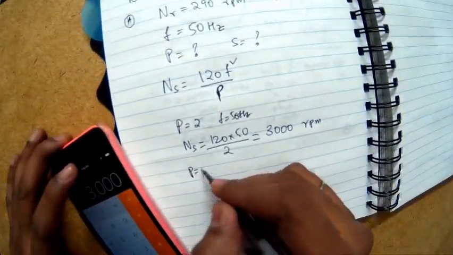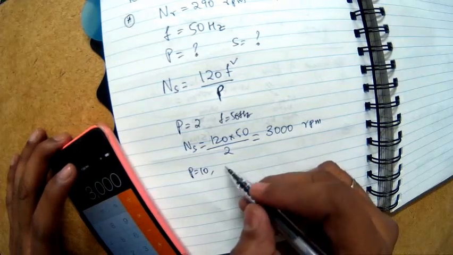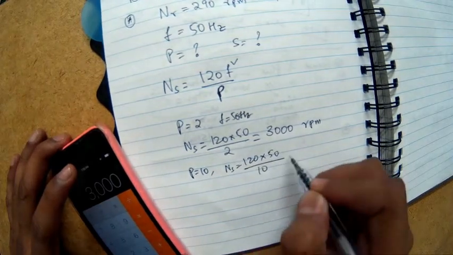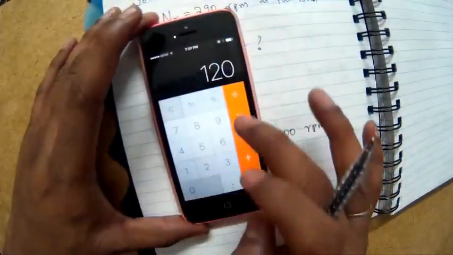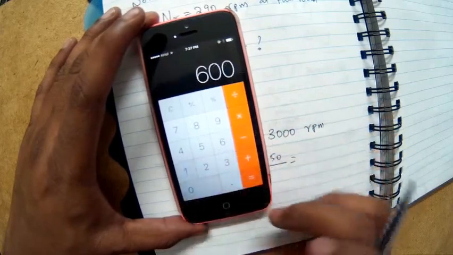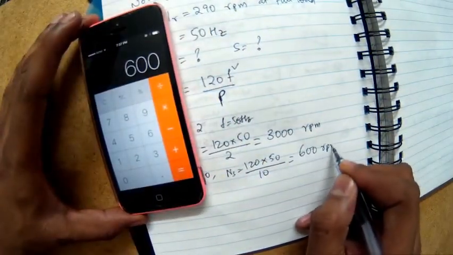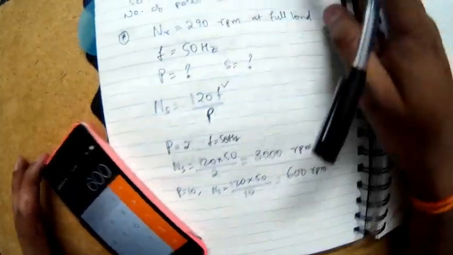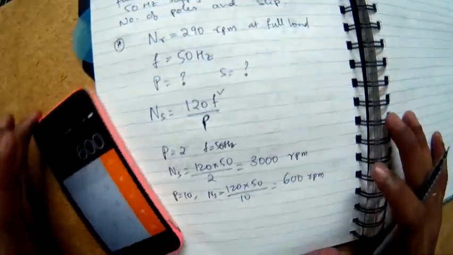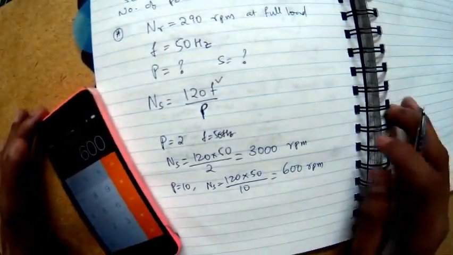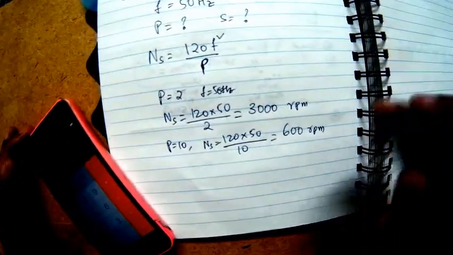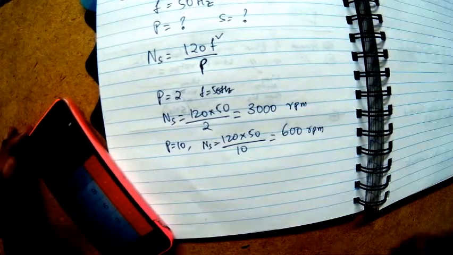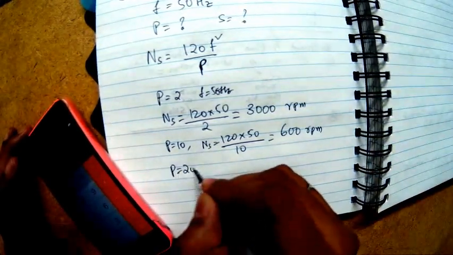So if I take P equal to 10 pole machine, then what do we get? NS equal to 120 into 50 divided by 10. So we get 600 rpm. Okay, 600 is somewhat closer to our 290 rpm, but not as close. By the way, it looks like we are doing trial and error. The problem is designed in such a way that only trial and error will be useful to find the correct answer. So now let's say poles are 20.